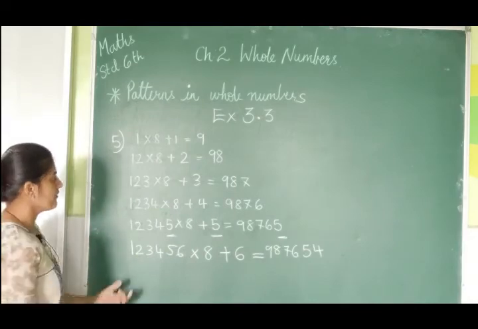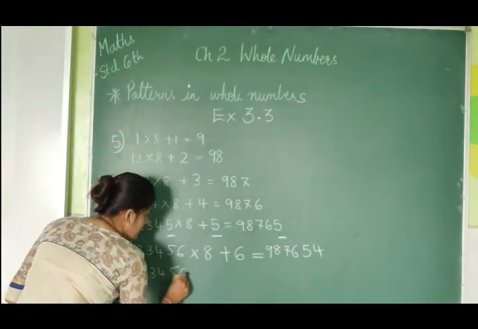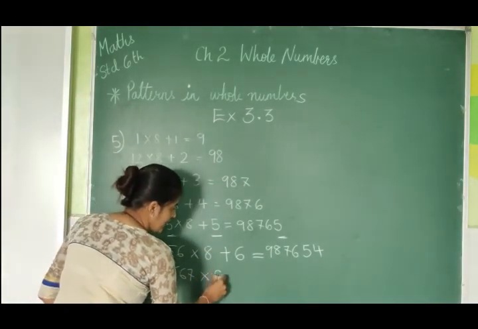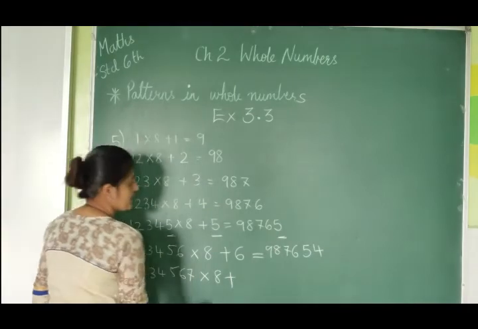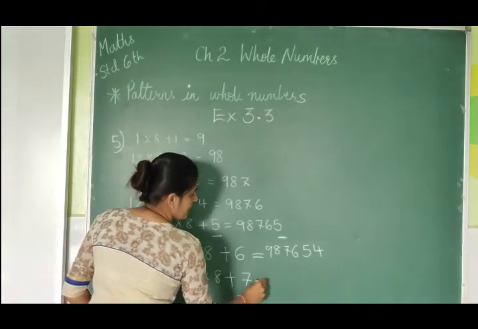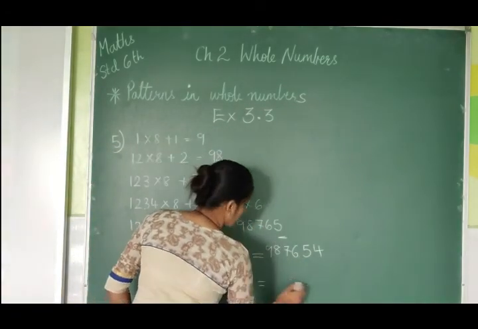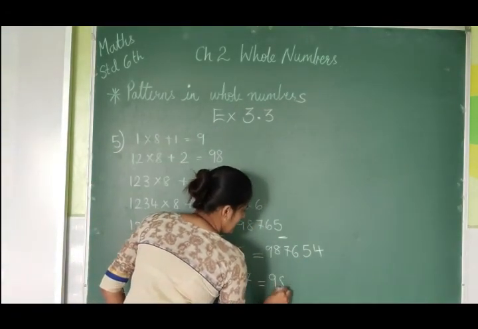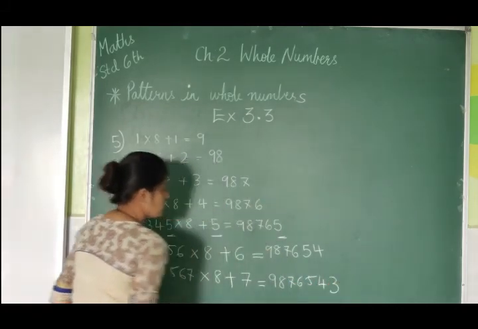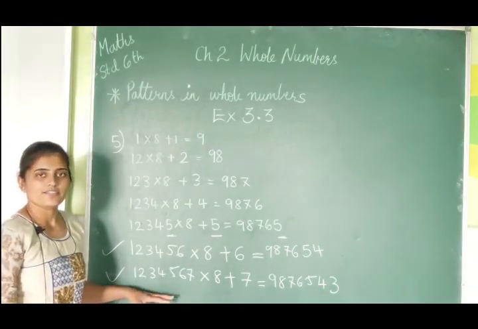So for the next, what do we have to write down? 1 2 3 4 5 6 and now 7. Multiplication sign as it is, 8 also as it is, plus also as it is. Now here 1 2 3 4 5 6, here 7 is equal to, here you can see 9 8 7 6 5 4. Now 3 here, so 9 8 7 6 5 4 3. So the next 2 steps of this pattern we have written. It is very easy.